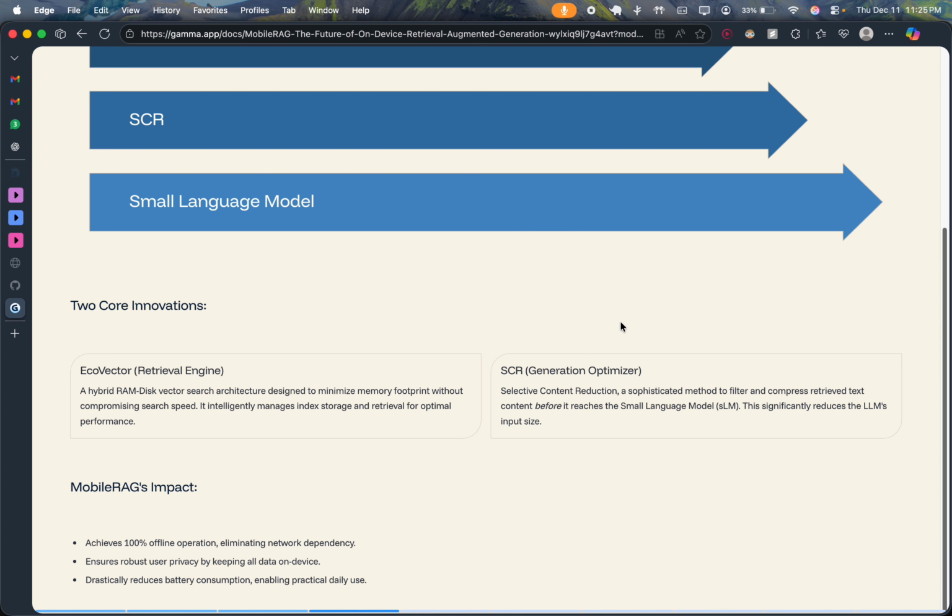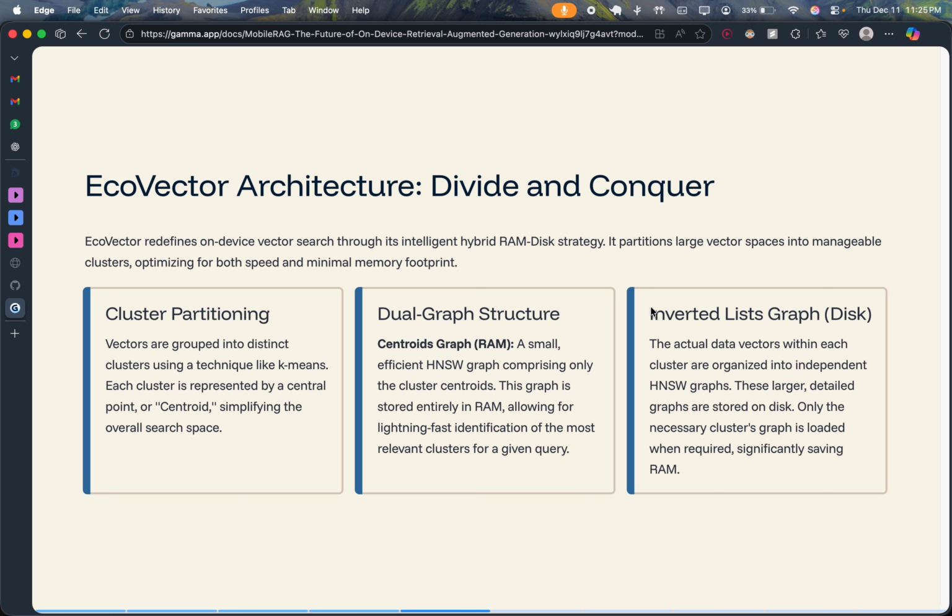And then SCR is selective content reduction. It is a sophisticated method to filter and compress the retrieved text, and it also reaches the SLM, which is a small language model. This significantly reduces the LLM input size. So we can achieve 100% offline operation first of all, and then it ensures robust user privacy and drastically reduces the battery consumption. So these are pretty good advantages that we have with the MobileRAG system.